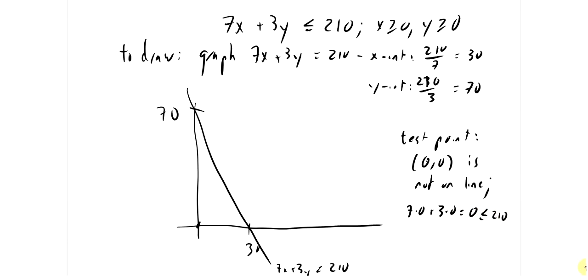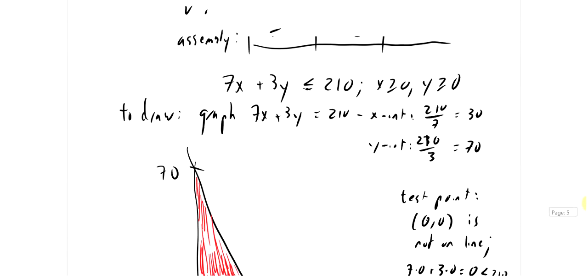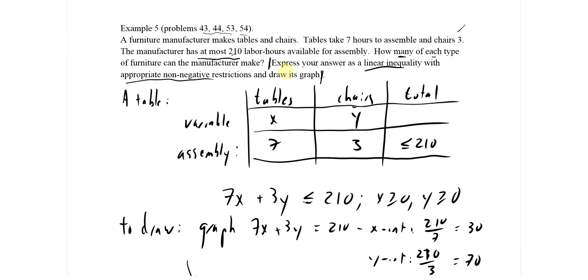So 0, 0 is on the less than side of the graph, and that's the side that we're actually looking for. But we only want the side of the graph that's in the first quadrant. So we just shade this triangular area. So there's our solution to this problem. And so in section 5.1, when you see word problems like this, they're not asking for numbers as a solution. They're asking for an inequality and a graph as a solution. So not 7 and 5 or something like that.